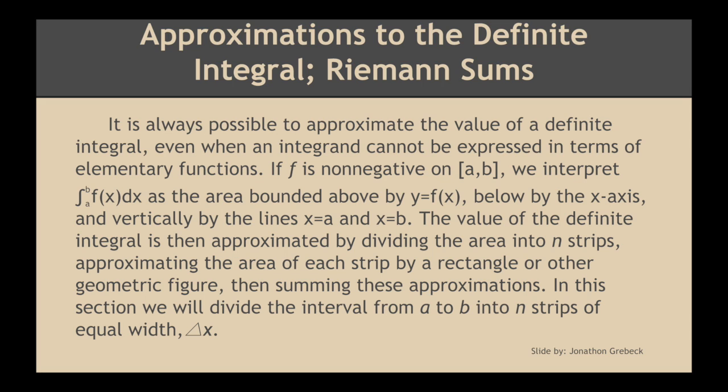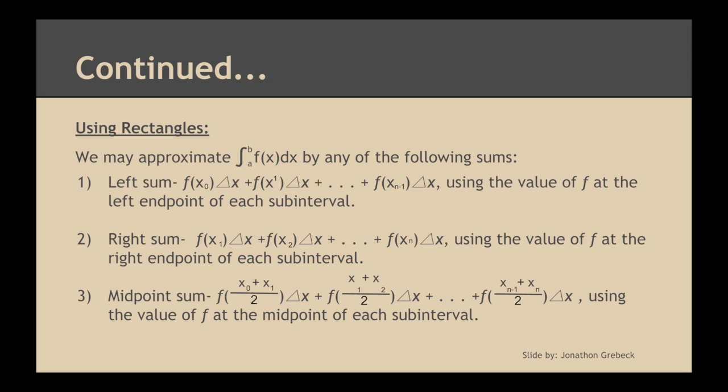The value of the definite integral is then approximated by dividing the area into n strips, approximating the area of each strip by a rectangle or other geometric figure, then summing these approximations. In this section, we will divide the interval from a to b into n strips of equal width delta x. Using rectangles, we may approximate the integral of f of x dx from a to b by any of the following sums: left sum, right sum, or midpoint sum.